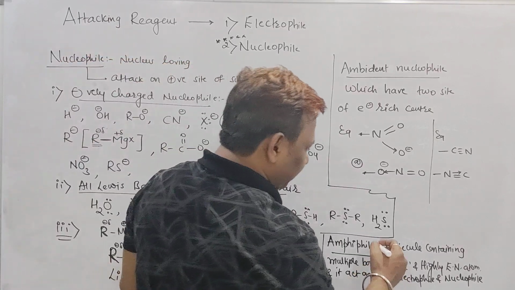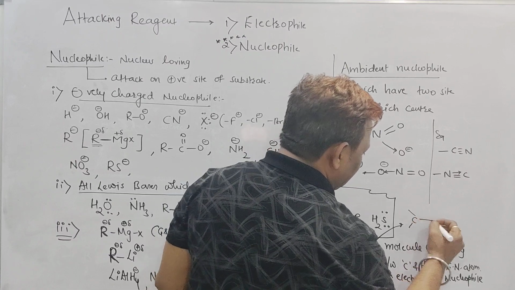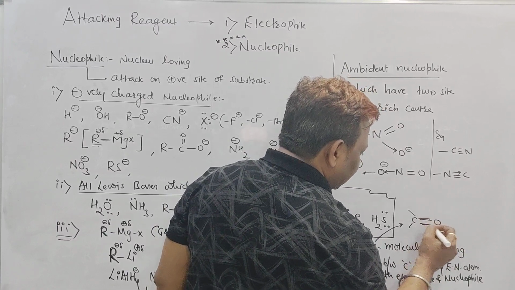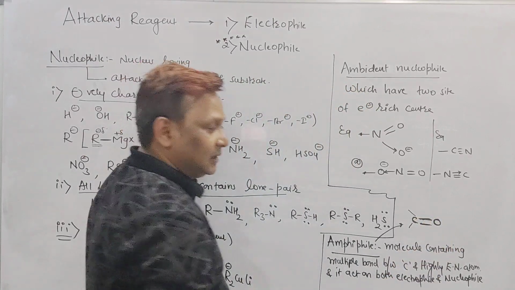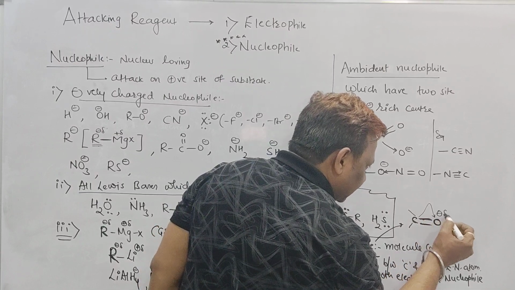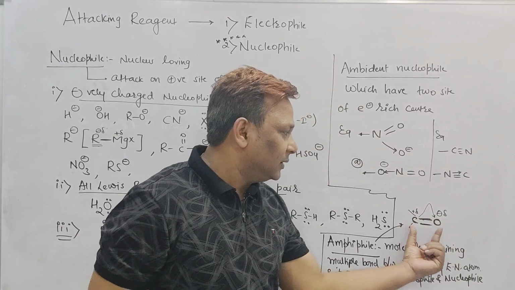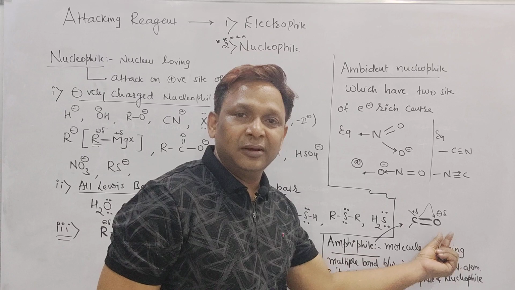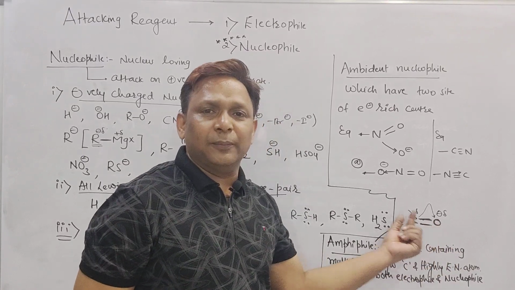For example, beta, the best example of amphiphile I will give: carbon double bond oxygen. See, it is having a multiple bond between carbon and the highly electronegative oxygen. But this pi bond will shift toward the oxygen. Oxygen will get a partial negative, but this carbon will get a partial positive. Did you see, beta? The carbonyl group is having a positive side and a negative side.